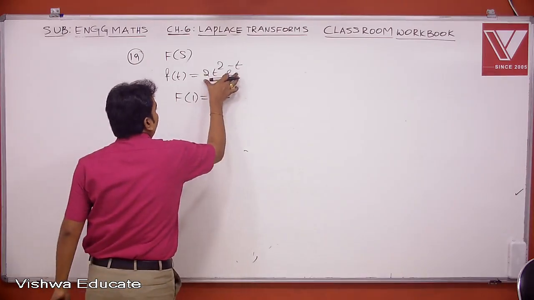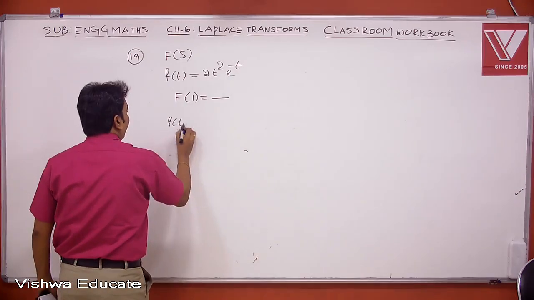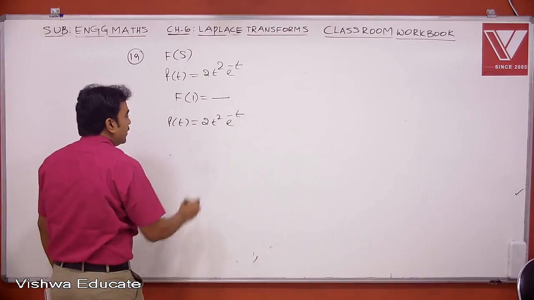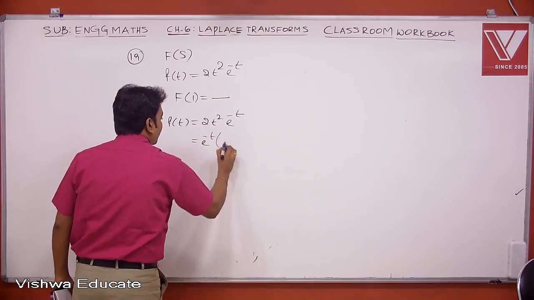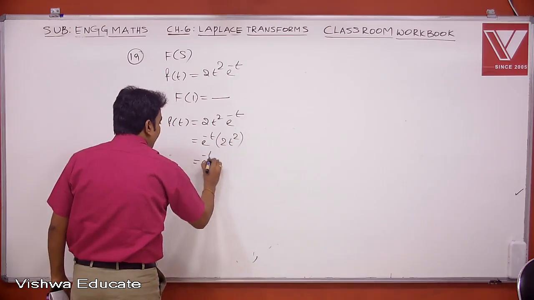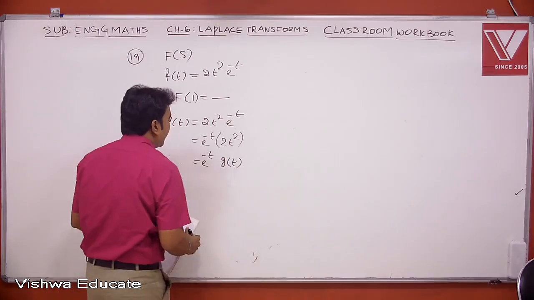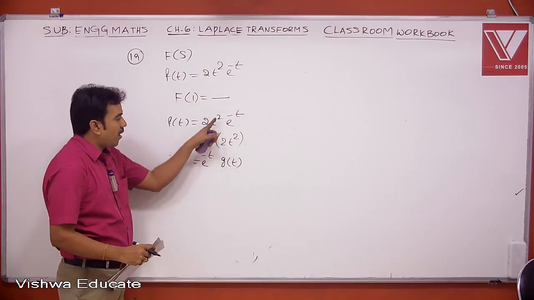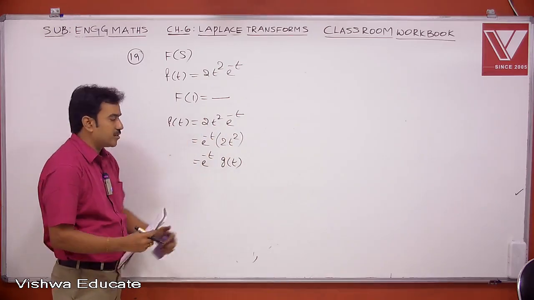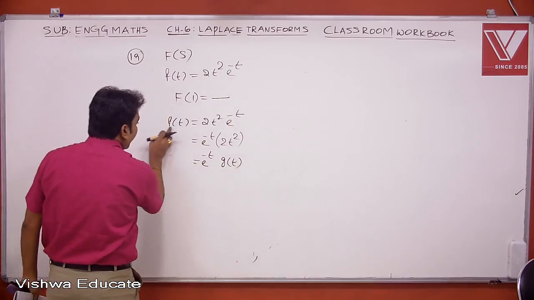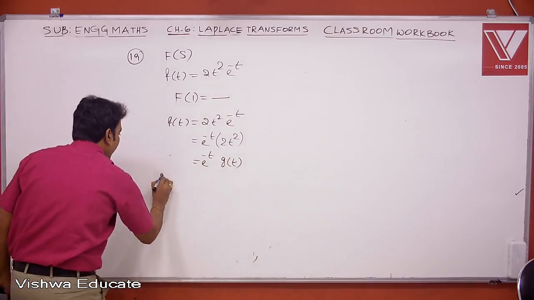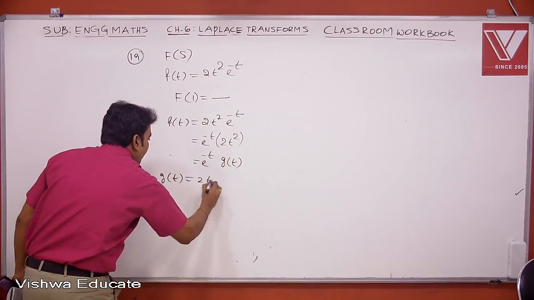So let us find the Laplace of this. f of t equal to 2t square into e power minus t. So this we can write as e power minus t into 2t square. So this I can write as e power minus t into g of t. Here to get the Laplace of this, you can apply the multiplication by t power n rule or the shifting property. Shifting is simple for us. So therefore, before finding Laplace of small f of t, I will try to find Laplace of g of t. So here g of t equal to 2t square.